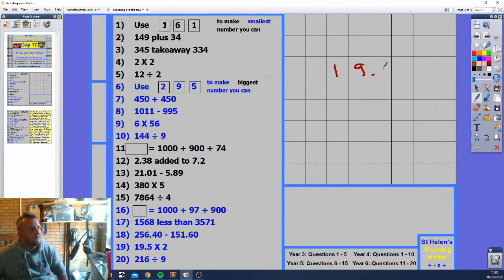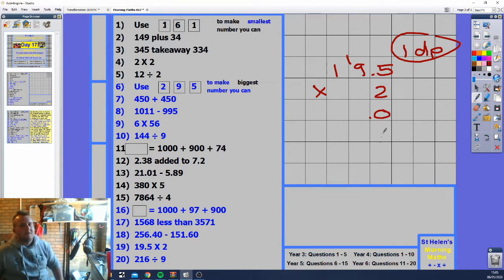19.5 times 2. Okay, we're going to double this number. A couple of ways you can do it. You can separate the place values and do it separately. We'll do that example. Or you can do this in the column method. 5 times 2 is 10. Put the decimal point there because there's one decimal point. I usually write 1 dp when you're multiplying using decimal points, just in case you got it on both. But we don't really have it here, so it doesn't really need it. 2 times 9 is 18. 18 plus 1 is 19. 2 times 1 is 2 plus 1 is 3.